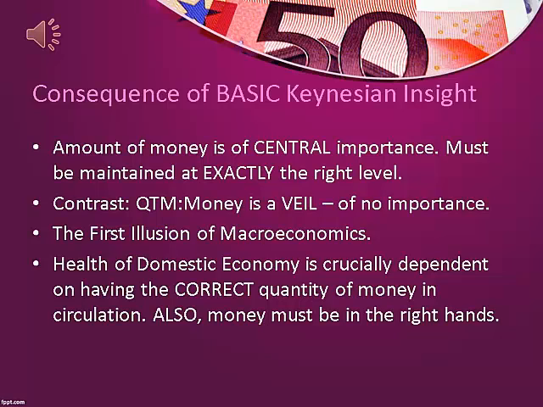So this we can call the first illusion of macroeconomics. The health of the economy is actually crucially dependent on the correct quantity of money, but economics teaches exactly the opposite. And that is why economists failed to predict the global financial crisis. Because their theories, the models being used currently, don't have any money in them. Because according to economic theory, money doesn't matter for the economy.